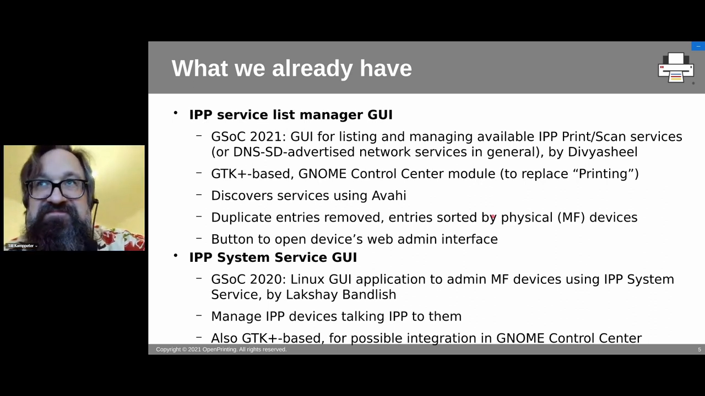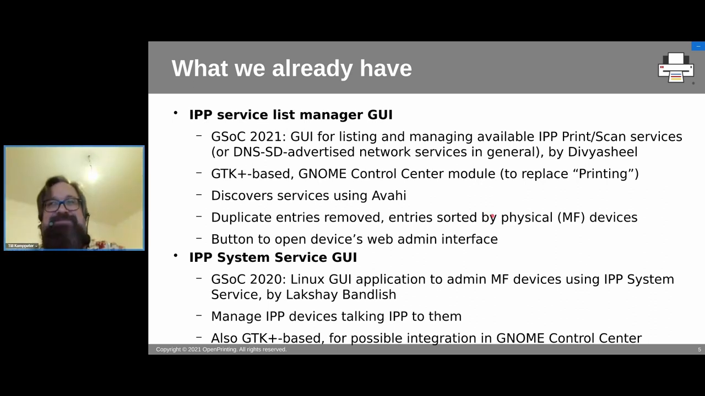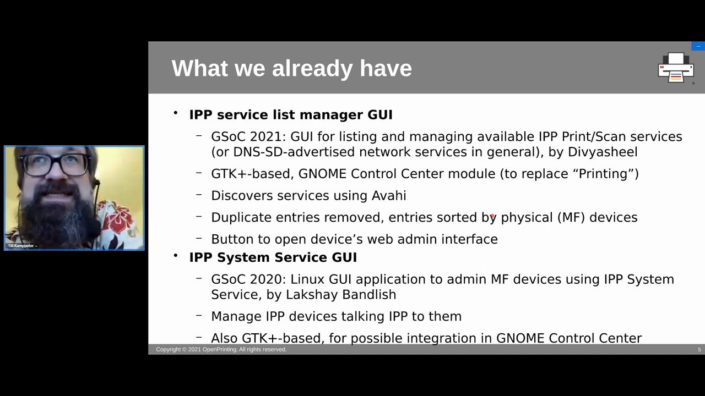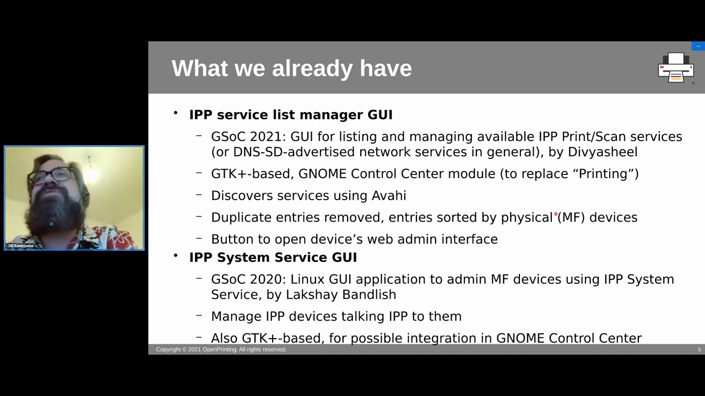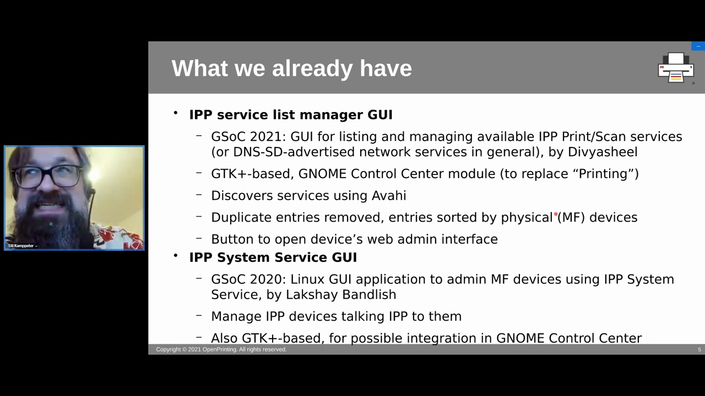And it discovers the services using Avahi. And it also takes care, for example, that duplicate services are removed, for example IPv4, IPv6, and also the different network interfaces, Ethernet, Wi-Fi, and whatever. And so it has taken care that every physical service appears only once. And it also sorts the services of the same physical device together, and contains already a button to open the device's web interface.